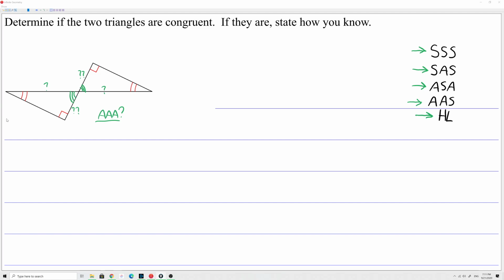Anyway, I hope this helped. That's just a quick overview of our 5 postulates and theorems. See you next time.